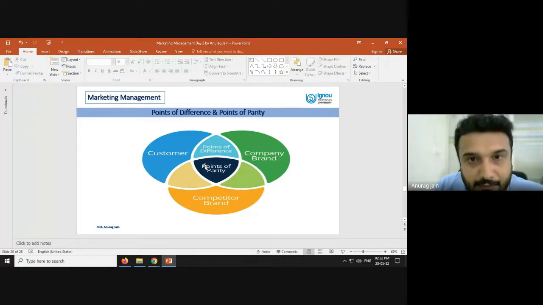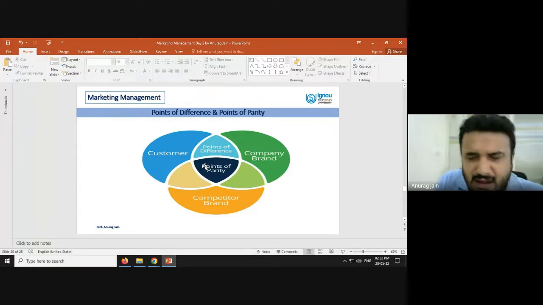What is category membership? If you are a brand or a company in the automobile sector that manufactures four-wheelers, you should get that category membership of four-wheelers. Otherwise, you won't be able to survive in the market. Maruti Suzuki is a company that manufactures four-wheelers and passenger cars. They have a focus on passenger cars.